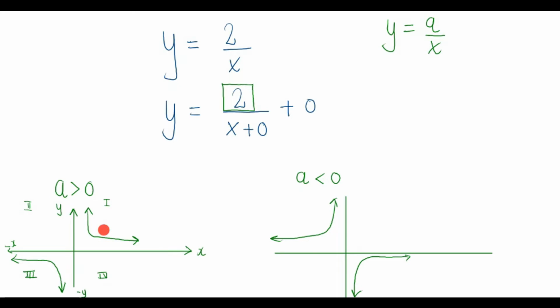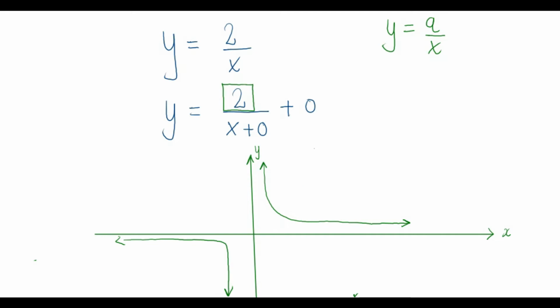In this case, because our a is 2, we can deduce that our a is greater than 0, because 2 is greater than 0. And because it is greater than 0, that already tells us that our hyperbolic function needs to be in the first and in the third quadrant. We are done. So we've done that.